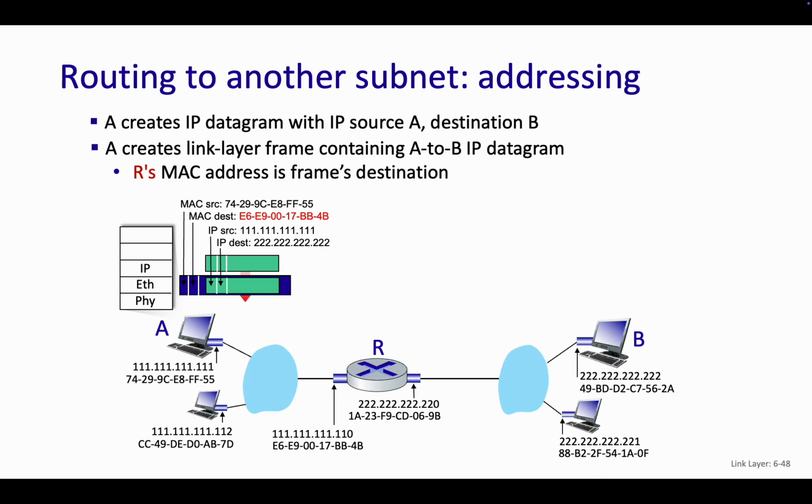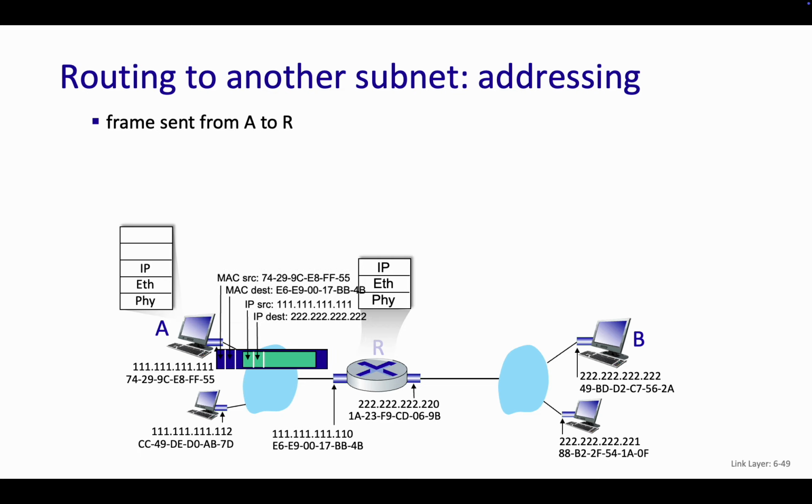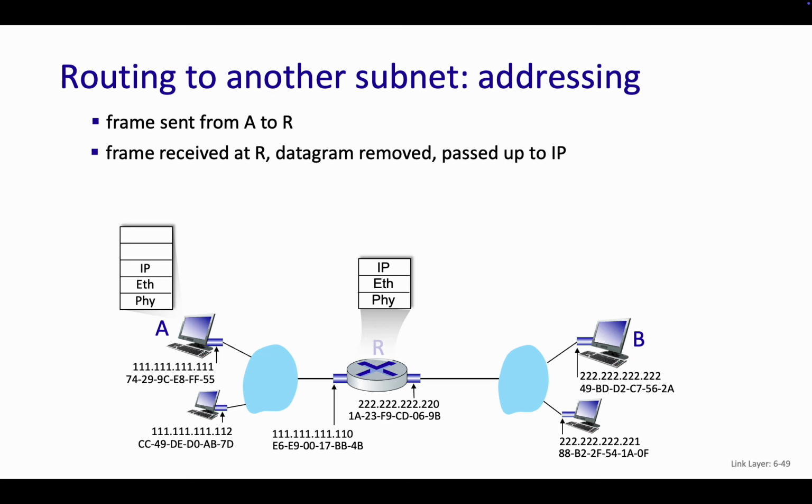So when I send that out, the router will receive this. It'll say, oh yeah, that's for me. So it'll pop off the Ethernet frame, and then it'll look at the IP datagram and say, okay, oh, 2, all twos. I know how to get to that. That goes out of this interface right here.